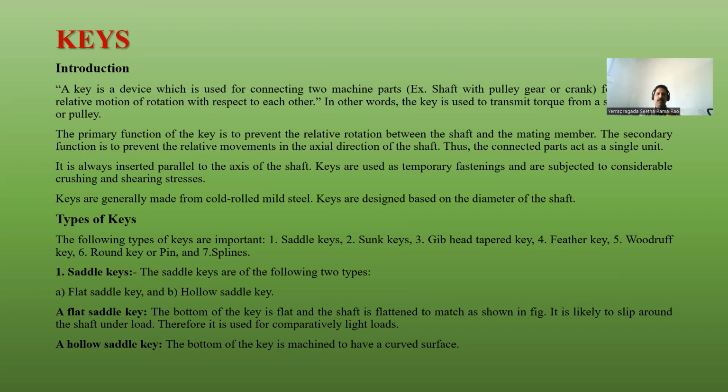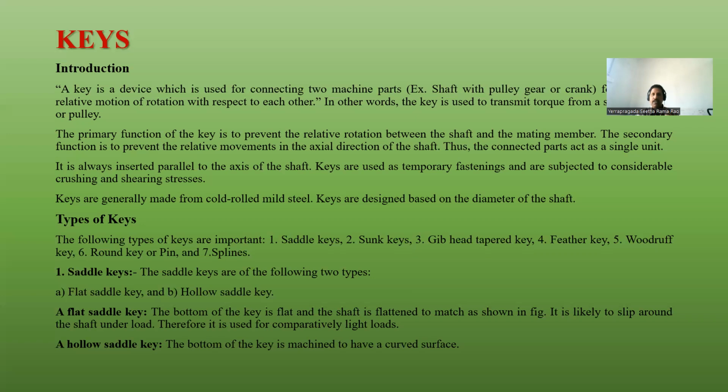The key is generally a device which can be used for connecting two machine parts, like the shaft with the gear, or the shaft and the hub. In general, the key can be used to transmit torque from one shaft to another or to the pulley here. The primary function of the key is to prevent the relative motion between the shaft and the connecting members of the machine, meaning gears, pulleys or sprockets. It is always inserted parallel to the axis of the shaft.